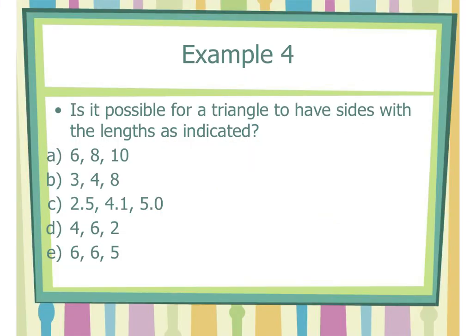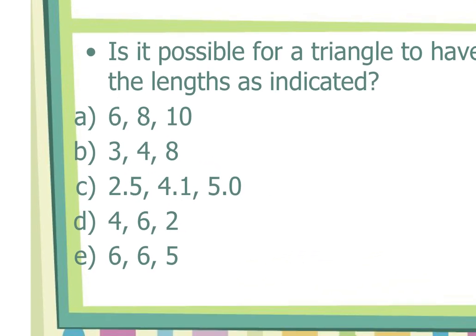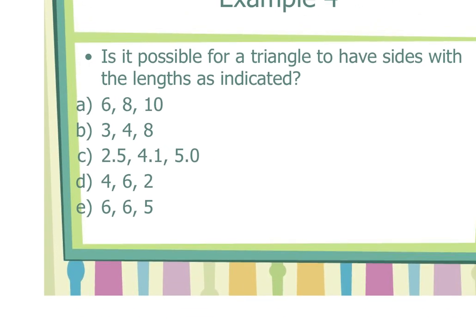You always have to check for a triangle to have sides with the lengths as indicated. Watch. All you have to do is pick out the two smallest, which would, in our first example, be 6 and 8. So 6 plus 8 needs to be bigger than 10. Is 6 plus 8 bigger than 10? Yes. 14 is bigger than 10. So yes, we have a triangle.